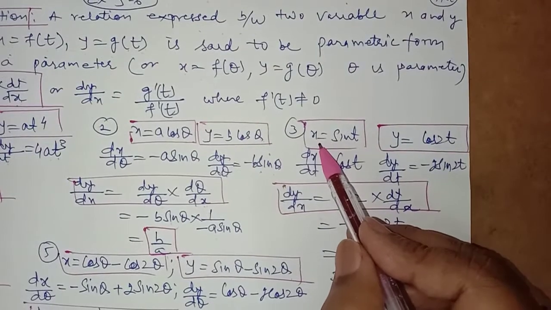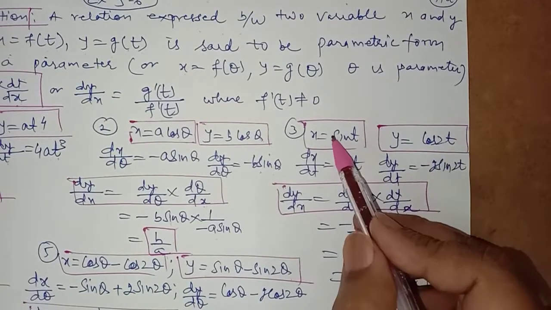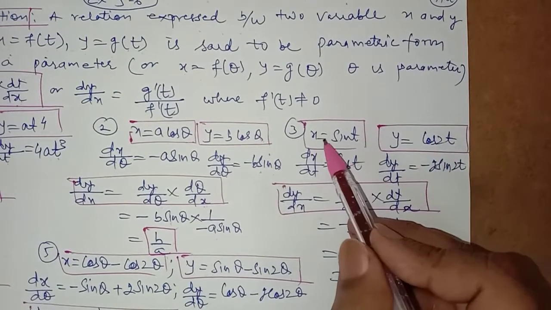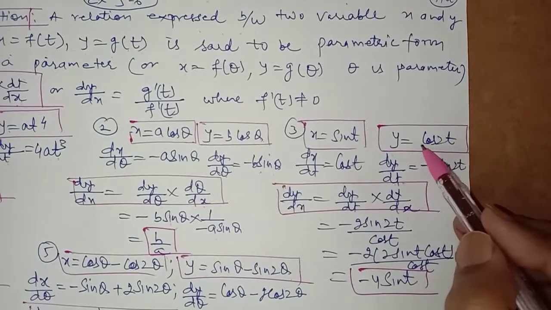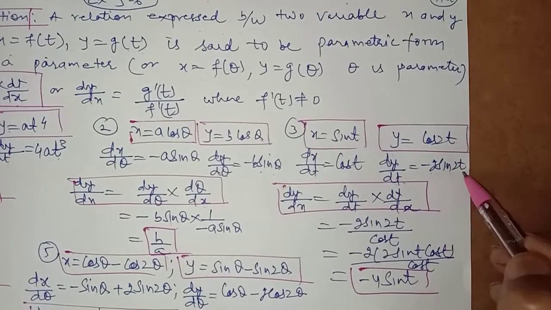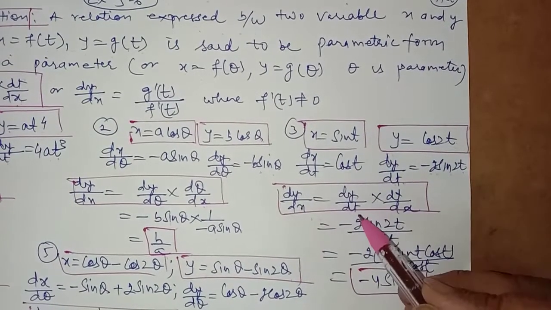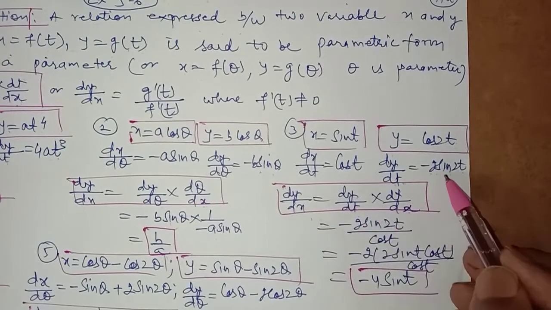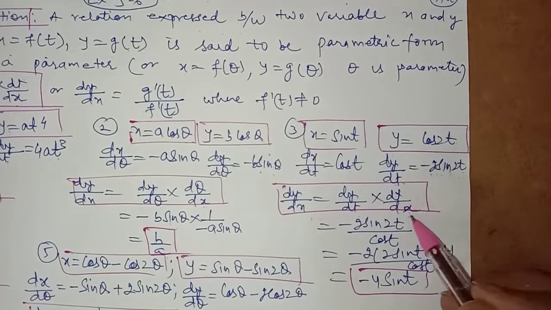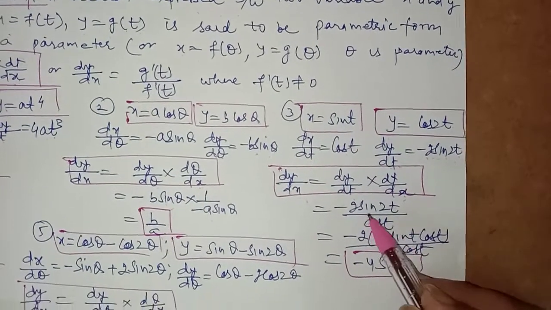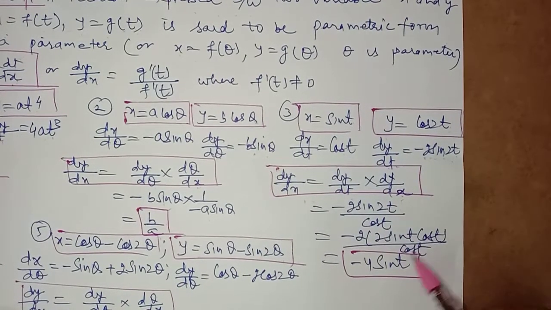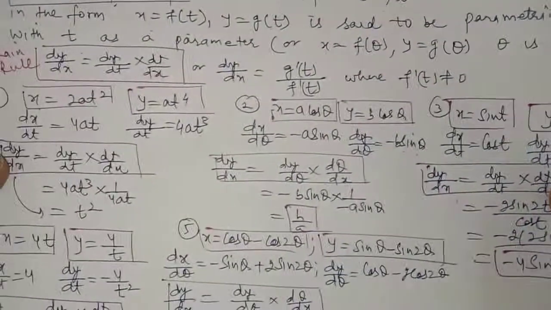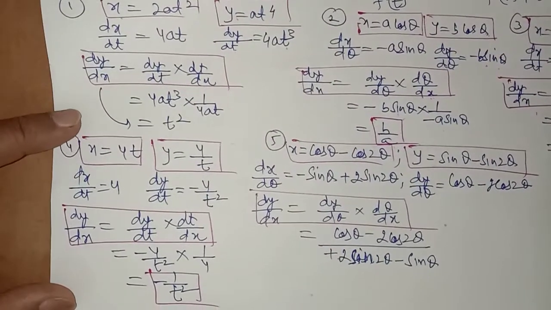Similarly, in the third one, the parameter here is t. So dx upon dt is equal to cos t, dy upon dt is equal to minus sine 2t into 2, that is minus 2 sine 2t. dy upon dx will be dy upon dt into dt upon dx. dy upon dt is minus 2 sine 2t, and dt upon dx is the reciprocal of this. You can simplify by using the formula for sine 2t. Sine 2t is 2 sine t cos t, and simplifying you are getting minus 4 sine t. So somewhat easy questions are there in the parametric functions.